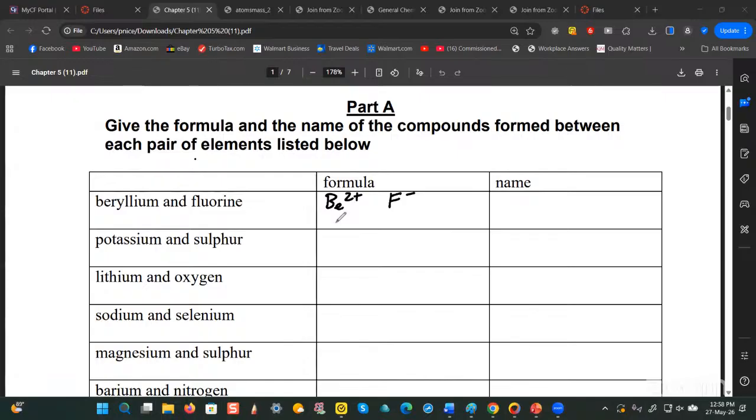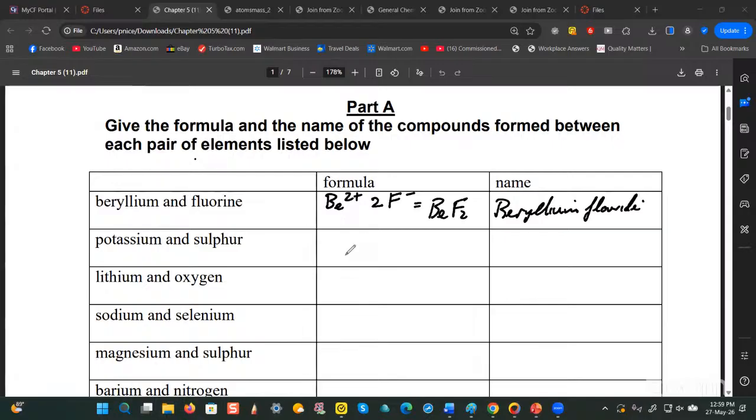If you remember the example that we worked earlier, we need to make sure that the charges will cancel out. So in this case, you multiply the fluoride by 2, so that you end up with 2 negative charges, which will cancel out the 2 plus charges. The final answer is going to be BeF2. And what do you think the name of this compound is? Beryllium fluoride. And that's it. Any questions about that one?